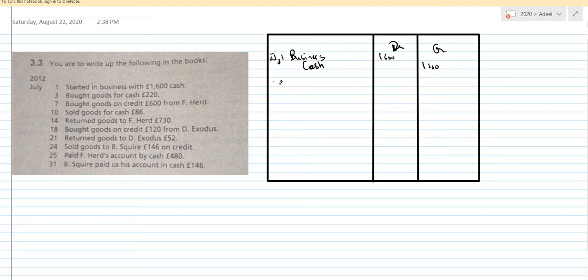3rd July. Alright, so next question. Bought goods for cash 220. Your cash would be credited and goods would be debited. What's the term used for goods? Goods would be purchases. Very good.